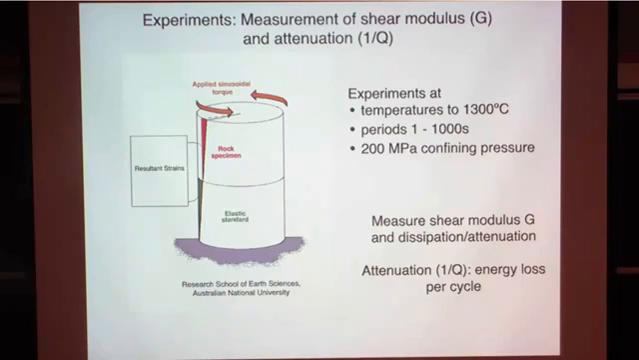And with this setup, we can directly measure the shear modulus, and we can measure this attenuation that Miyake referred to, so the energy loss per cycle. So we torque it, and we can measure how much attenuation, how much dissipation, the same. Dissipation, attenuation, I use both words interchangeably: how much energy loss occurs over one of these cycles.